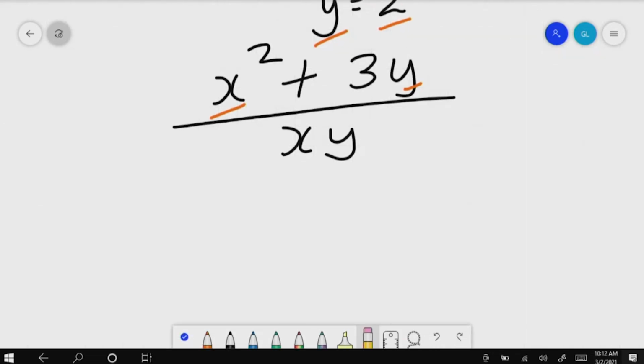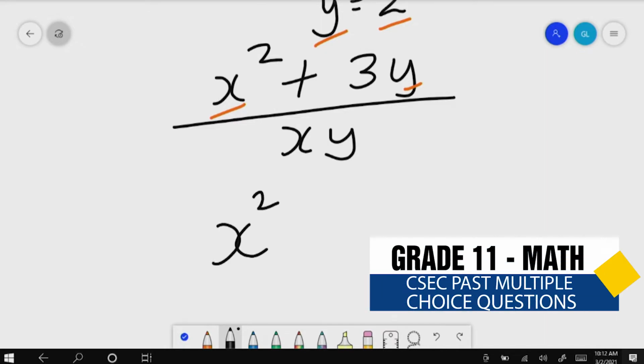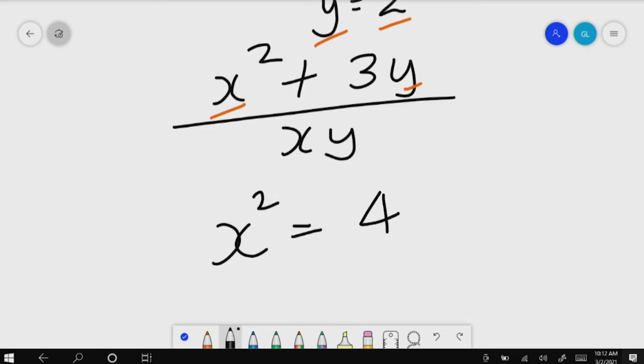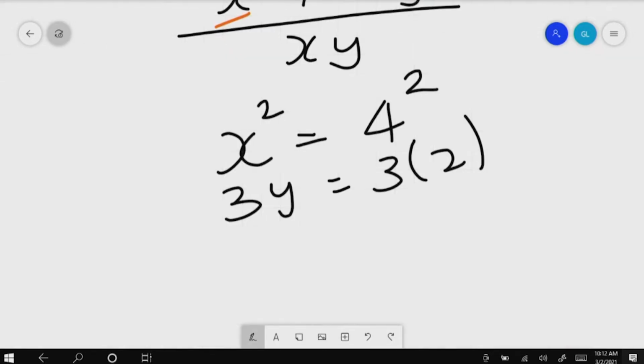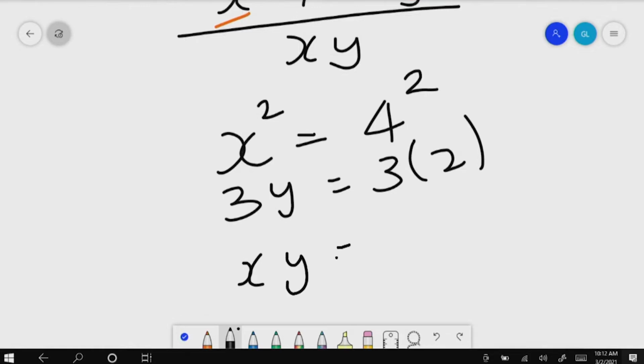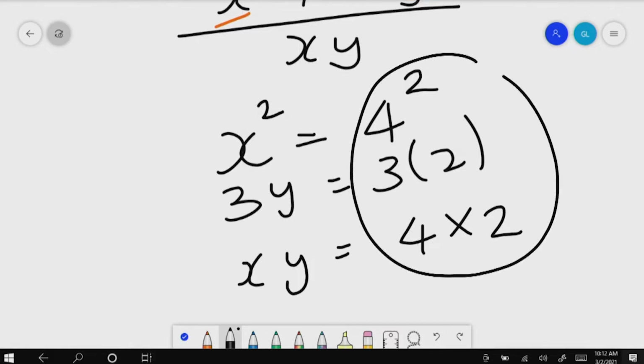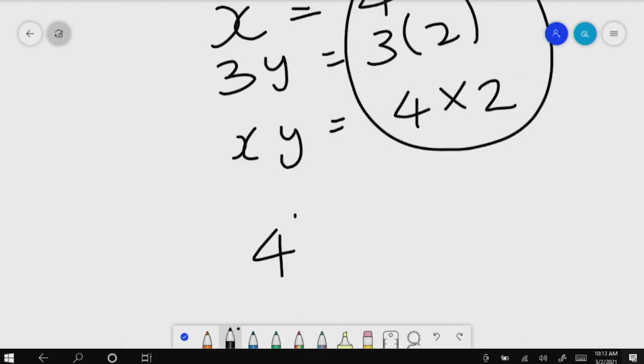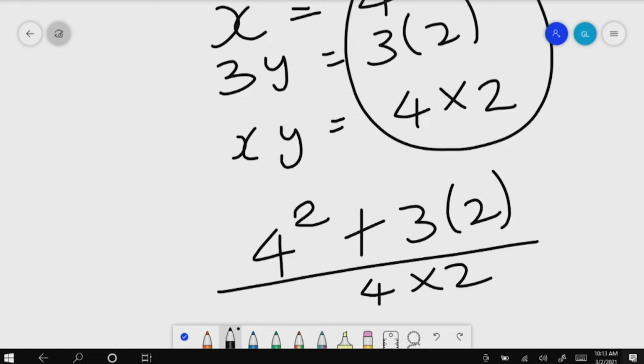So in substitution there, we would have had x squared would have been the value of 4 squared, 3y would have been 3 of 2, and xy would have been 4 times 2. In substituting these values into this expression here, we would have had 4 squared plus 3 of 2 divided by 4 times 2.